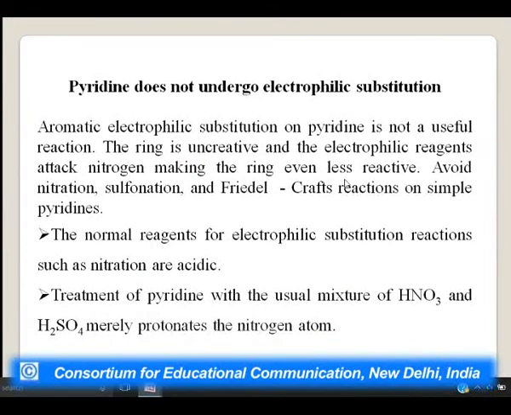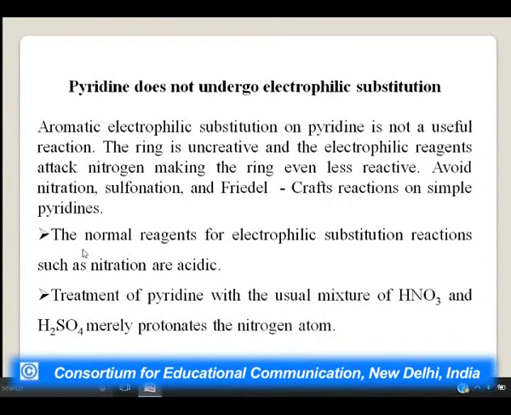Pyridine does not undergo electrophilic substitution reaction readily. Why is it so? Aromatic substitution on pyridine is not a useful reaction. The ring is unreactive, and the electrophilic reagent attacks nitrogen, making the ring even less reactive. Avoid nitration, sulfonation and Friedel-Crafts reactions. These are the general electrophilic substitution reactions on simple pyridines.